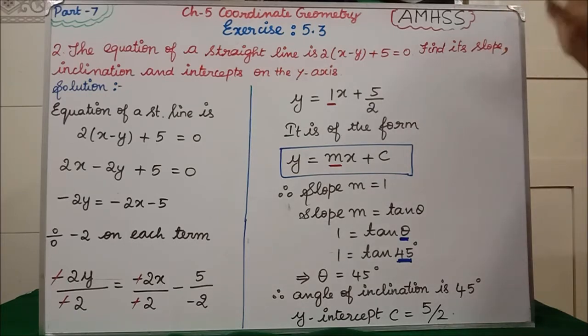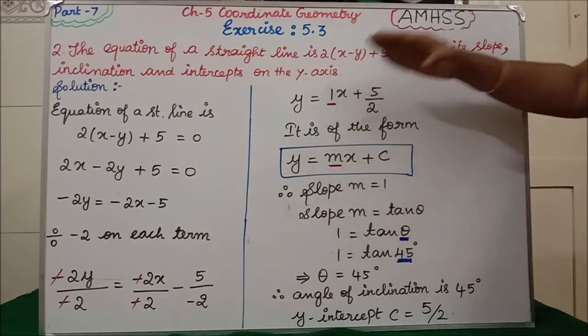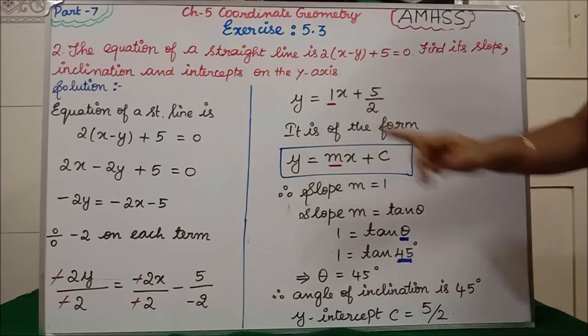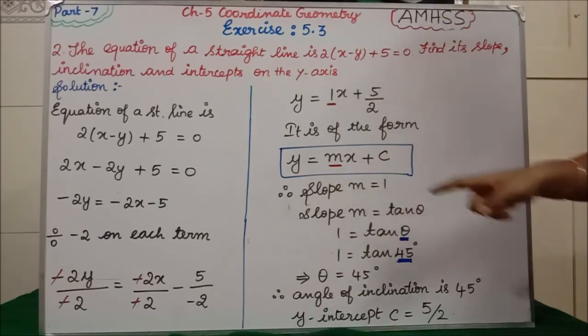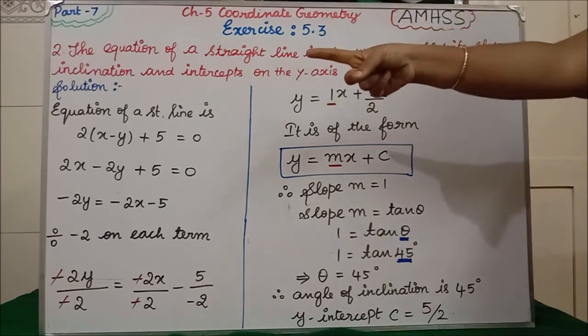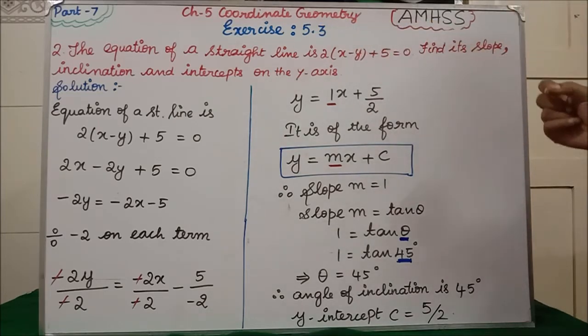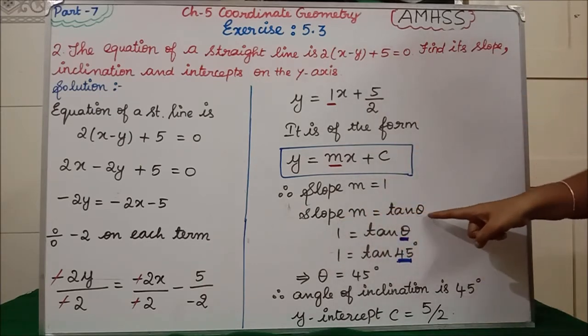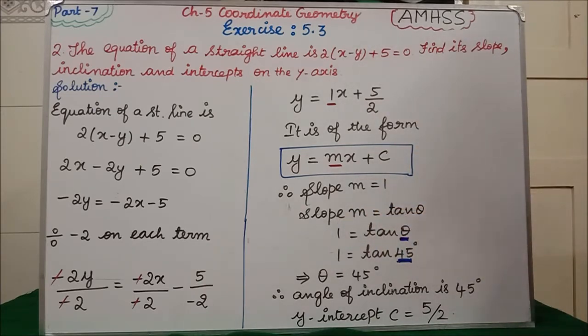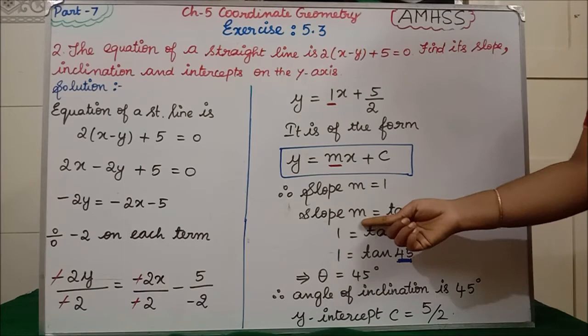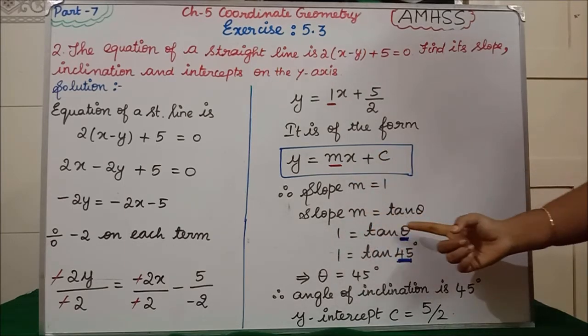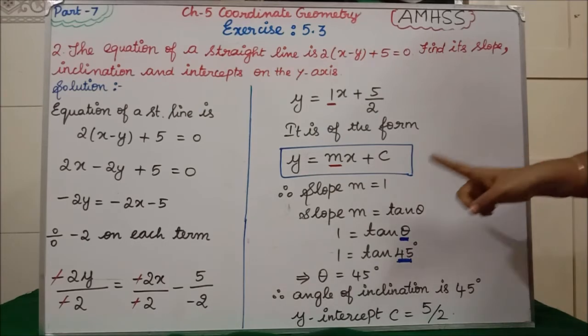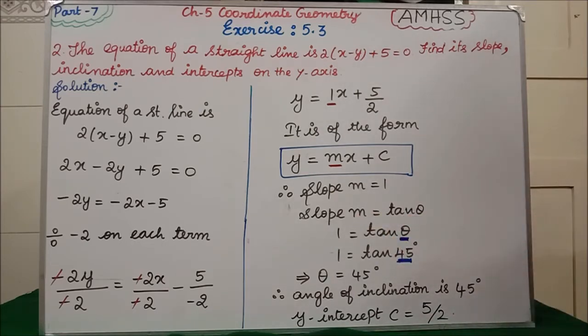Slope. Slope means m. So compare this equation and this equation. In the place of m, what do we have? 1. Therefore slope m is equal to 1. Next, what are they asking in the question? Inclination. Inclination means theta. So slope m is equal to tan theta is our formula that we have read in part 1 video itself. Can you remember it? Yes. Now the slope m value is 1, so 1 is equal to tan theta. Clear? When do you get tan theta as 1? Only when tan 45 degree, whose value is 1.